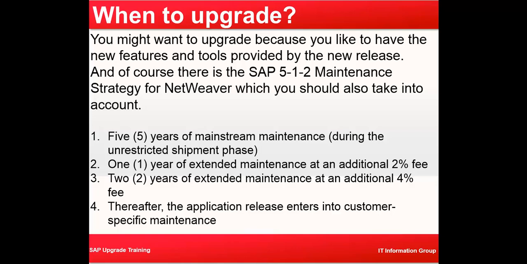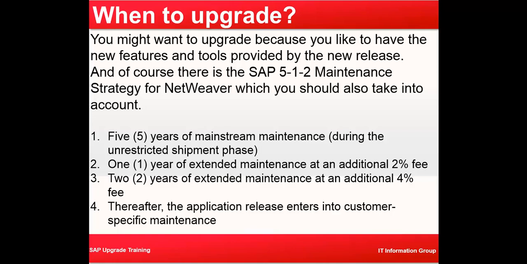5-1-2 maintenance strategy. Basically 5 means 5 years of mainstream maintenance, that is during the unrestricted shipment phase. Mainstream maintenance means that SAP will be providing support for that particular version for 5 years. Next is 1 year of extended maintenance at an additional 2% fee. After the mainstream maintenance is completed, there will be 1 year of extended maintenance, but SAP will charge an additional 2% on top of the regular support fees. And next is 2 years of extended maintenance at an additional 4% fee.